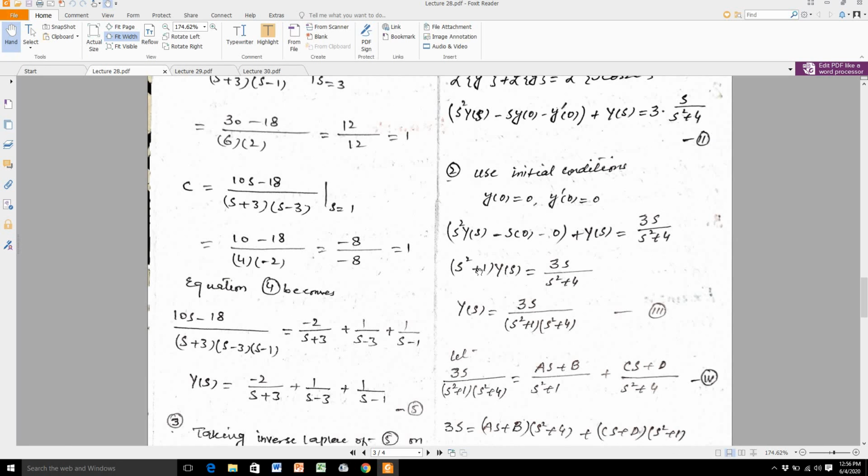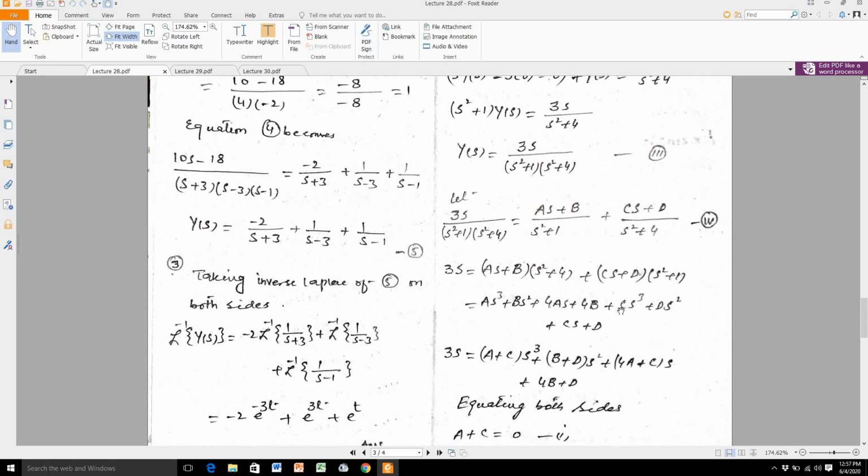In this way we get s square plus 1 into capital Y of s is equal to 3s over s square plus 4. Now I divide this s square plus 1 towards the right side. This gives capital Y of s is equal to 3s over s square plus 1 into s square plus 4. This is our equation number 3.